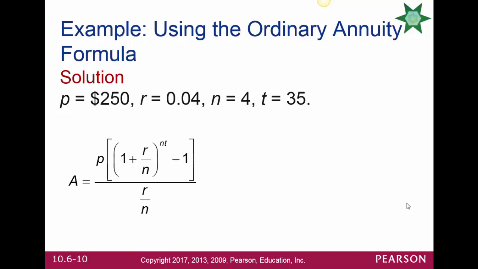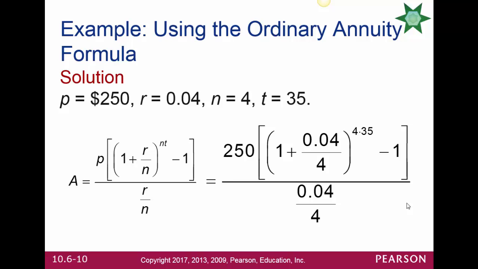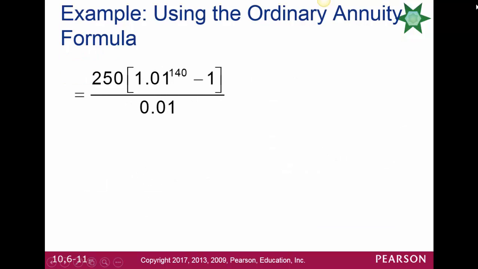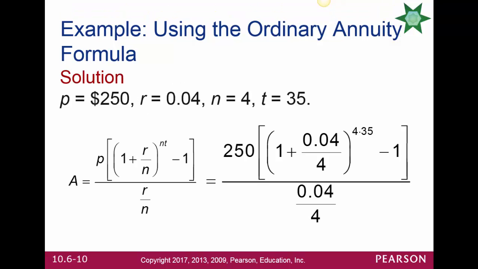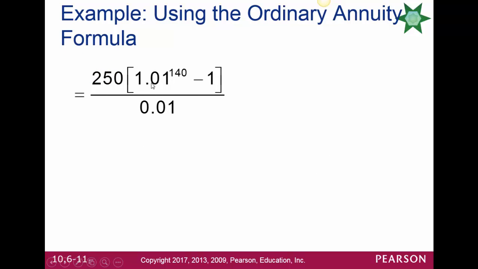So there's the ordinary annuity formula, and we're going to go ahead and substitute in the values that we have for the payment, $250, the interest rate, 0.04, 4 payments per year, and then 35 years. If we simplify inside the parentheses, remember to start here: take the 0.04, divide by 4, that's going to give you 0.01, and add it to 1. So you get 1.01, and it's raised to the 140th power. Remember, 35 years times 4 payments per year, minus 1, and then divided by the interest rate divided by the number of compounding periods in a year, 4, so 0.01.